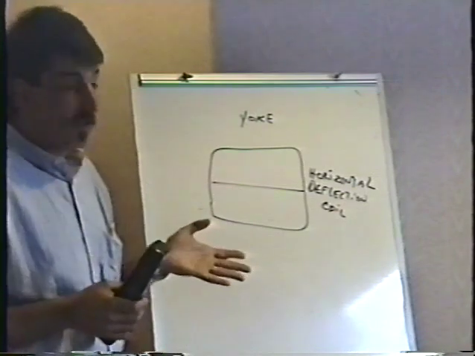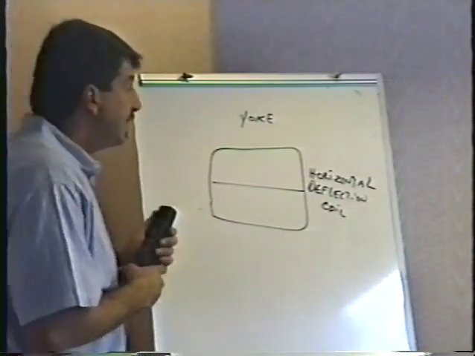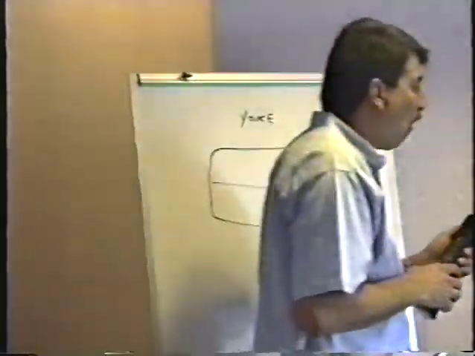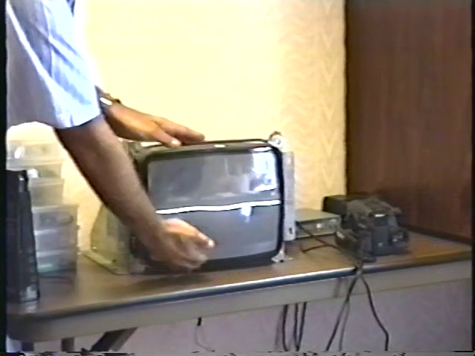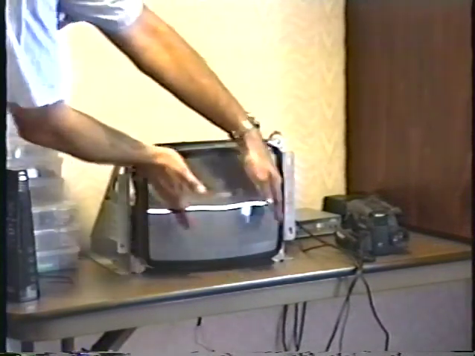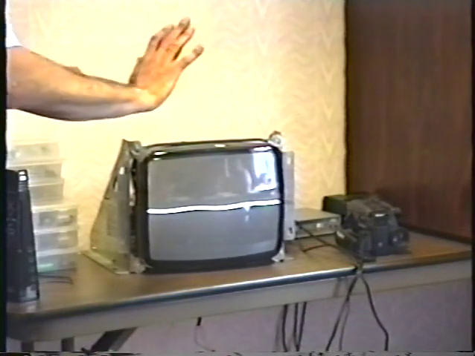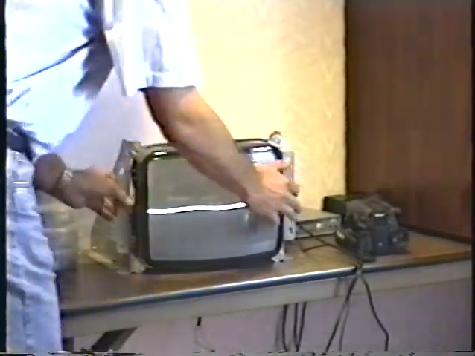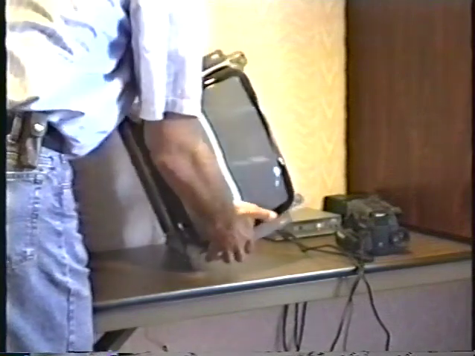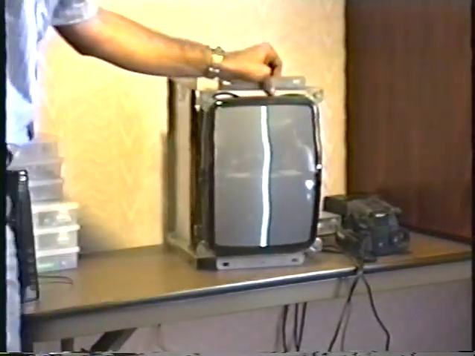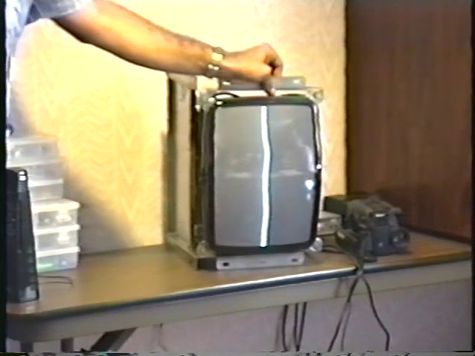It's called the horizontal deflection coil because the wide direction of the monitor is the horizontal direction. You know that a monitor is wider than it is tall, right? The wide direction is always the horizontal direction, no matter which way the monitor is turned. You know that we have some games where the monitor is turned like this. This is still horizontal. That's very important.